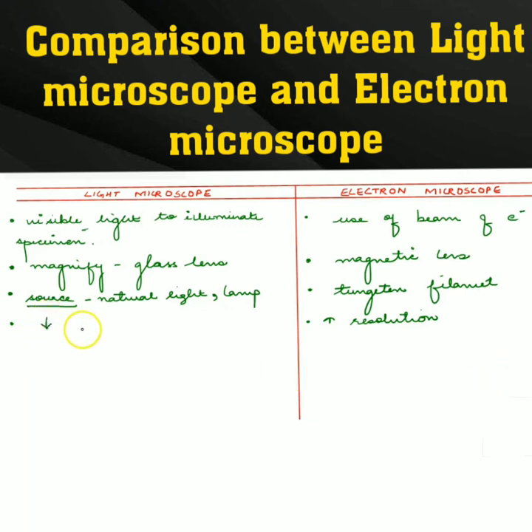In electron microscope, it is a bit expensive, but in light microscope, the cost is very much cheaper. So the electron microscope is not available in each and every laboratory or college, whereas we can find light microscope everywhere in the colleges, in any institute.